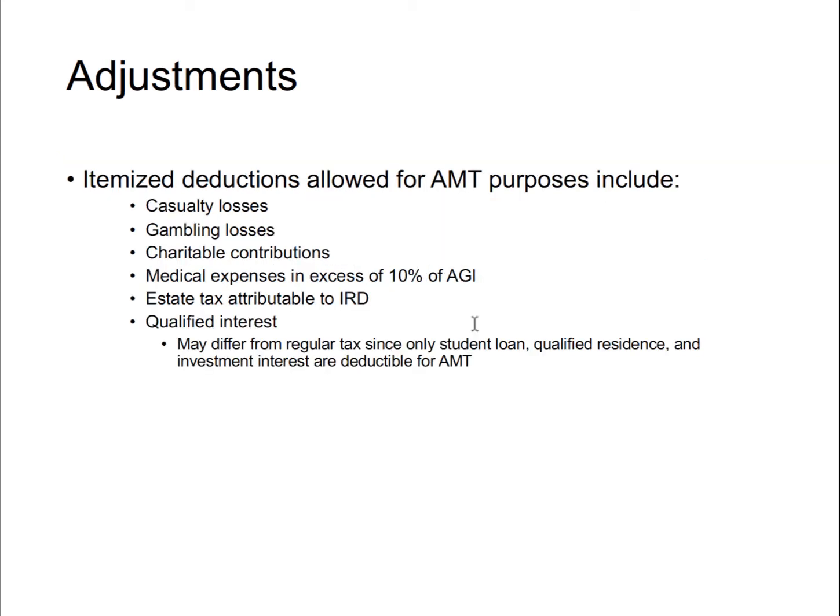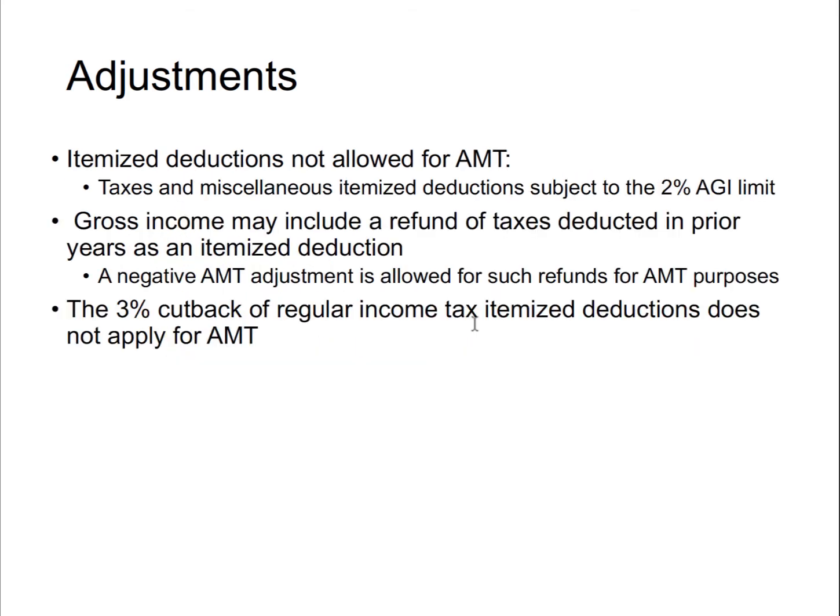Here are some adjustments that are not timing or temporary issues. These are more permanent. Itemized deductions that are allowed for AMT purposes include casualty losses, gambling, charitable contributions, medical, certain estate tax, and qualified interest relating to student loans, qualified residence, and investment interest. Those are all allowed for AMT purposes. However, you can't deduct the normal taxes like real property taxes, sales taxes, and state income tax. You can't take those for AMT purposes.